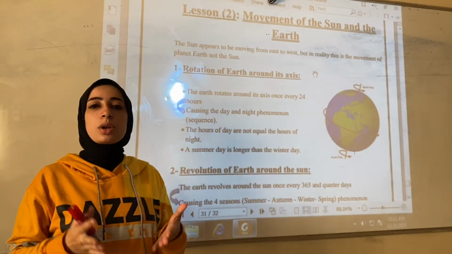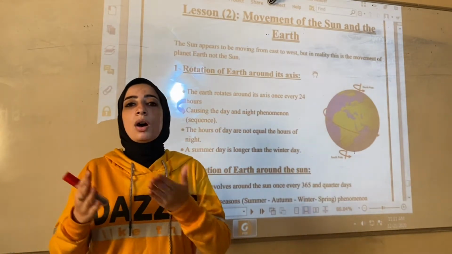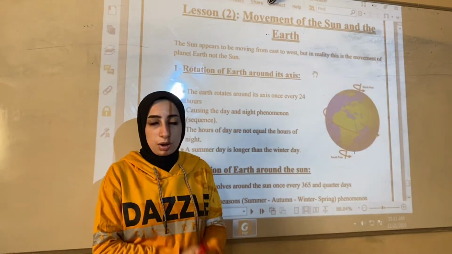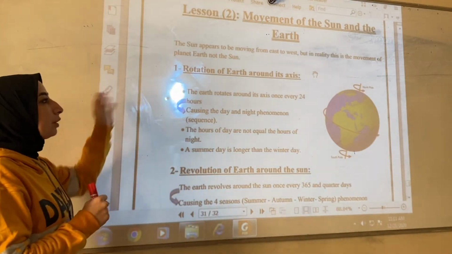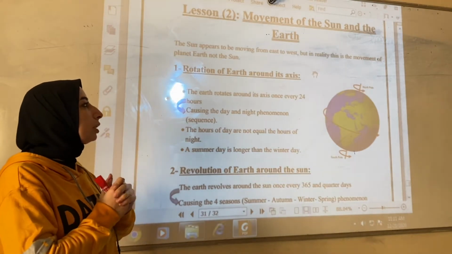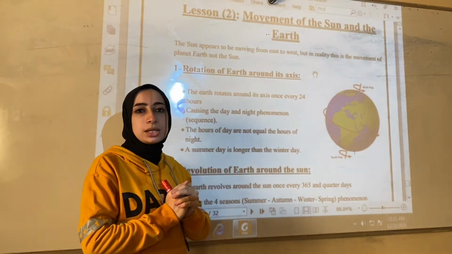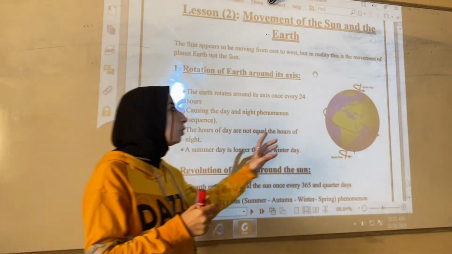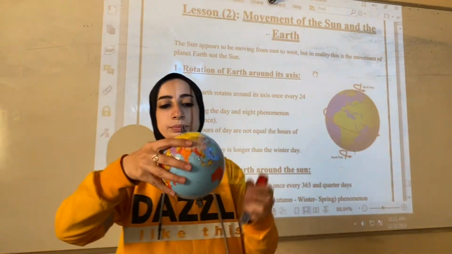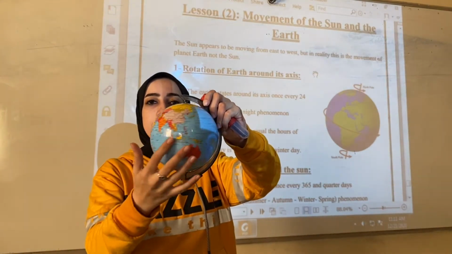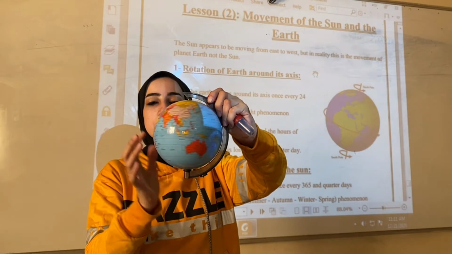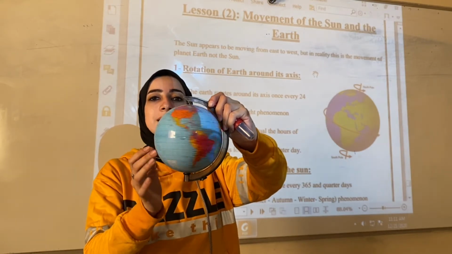Okay, so in this lesson we are going to talk about the movement of the Earth, our planet that we live on, the movement of the planet Earth. Okay, let's start with the first movement of Earth. We have two movements of Earth. The first one, rotation of Earth around its axis. When the Earth is moving around itself, like this. When the Earth moving around itself, I call it rotation. This is the rotation. Earth is moving around its axis.